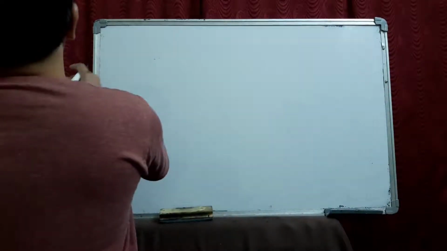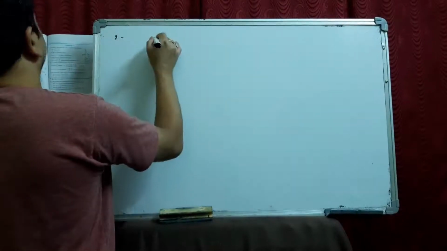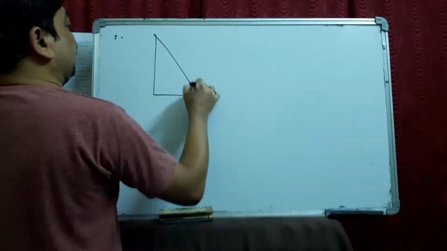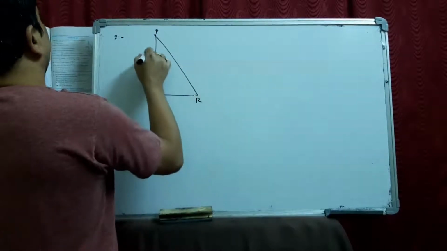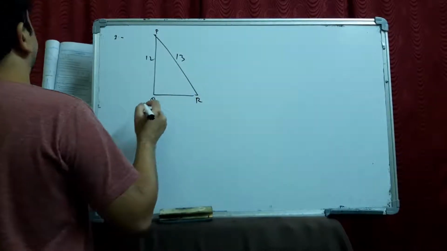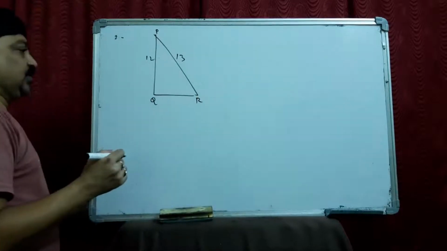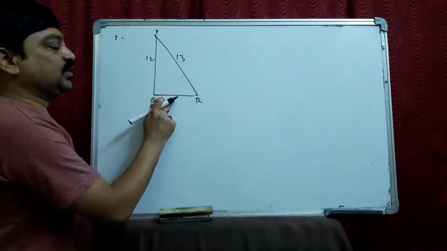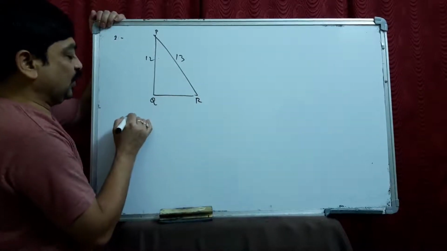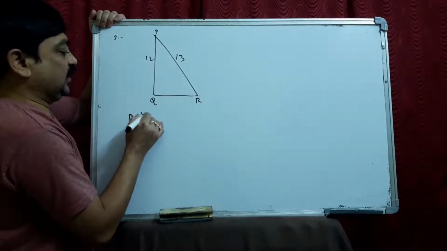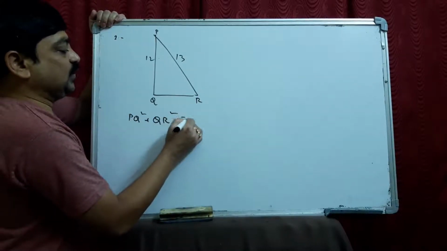See, in the next question, they have given a figure. Right angle triangle like this. Q here at right angle, P, R, and 12 and 13. So let us find out the unknown side for it first. What is the unknown side here? So let us apply Pythagoras Theorem. We know that PQ square plus QR square is equal to PR square.